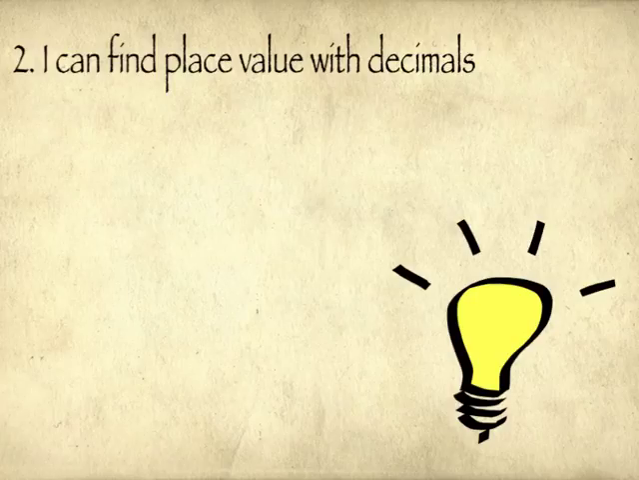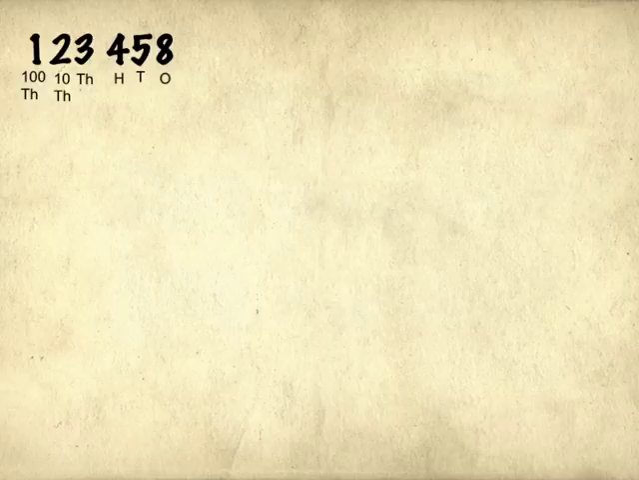So our second objective for today is to find place value with decimals. So you all know how to find place value without decimals. We start over here with ones, tens, hundreds. That's the hundreds period. Then we keep going to the thousands, 10,000s, and 100,000s, and that's my thousands period. Now we're going to add decimals.